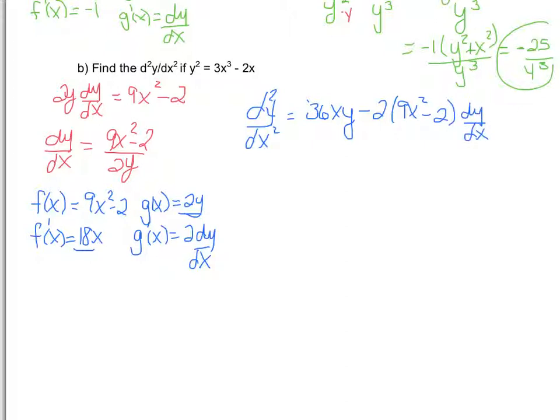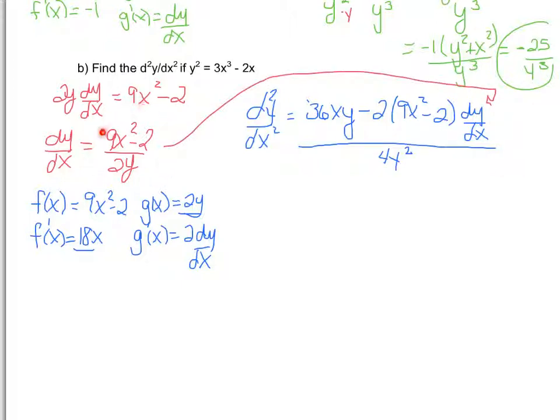Well, just like we saw a moment ago, I want to replace that dy/dx with this here, but before I do, I almost forgot. It's the quotient rule, so I have to say all over my second squared. So 2y squared would be 4y squared. So now I'm going to replace my dy/dx with this expression here.